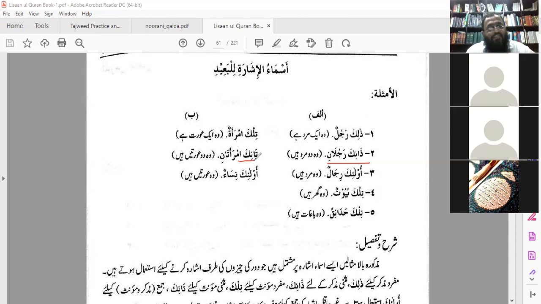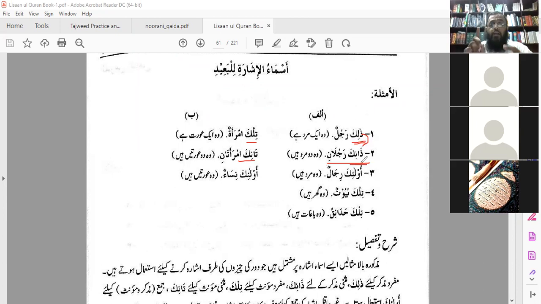So it's morab? No, all of them are mabni. Dhalik is for wahid mudhakkar, and that is ba'id, a distance. Tilka is for wahid mu'annath, that is a distance. Now for two, muthanna, we are using dhanika. That is not the form of this one. This one is totally different.